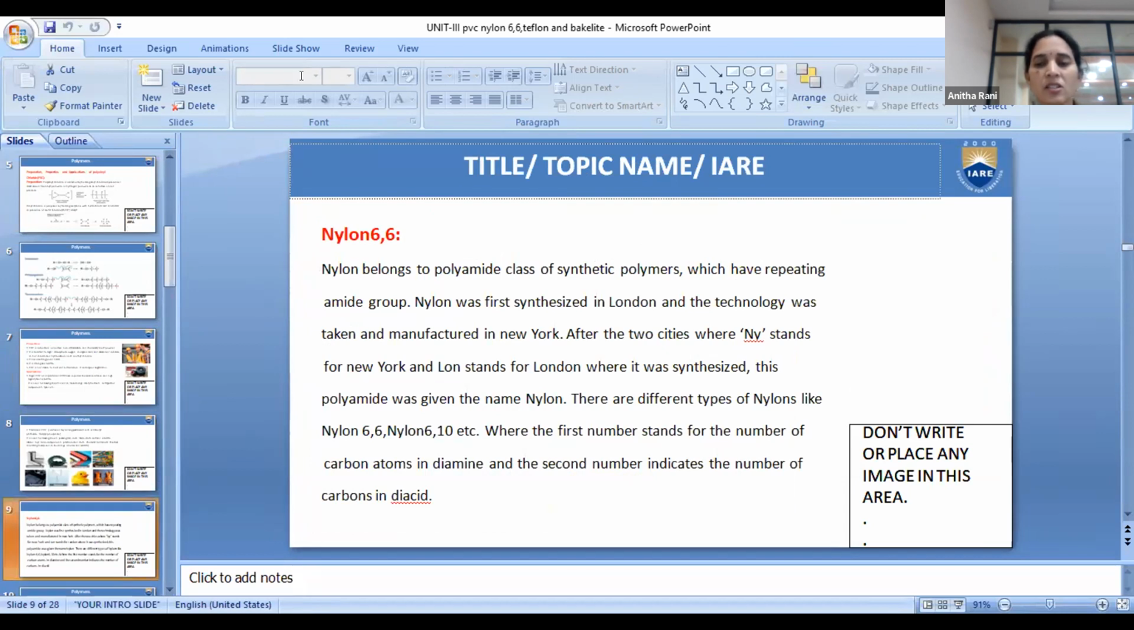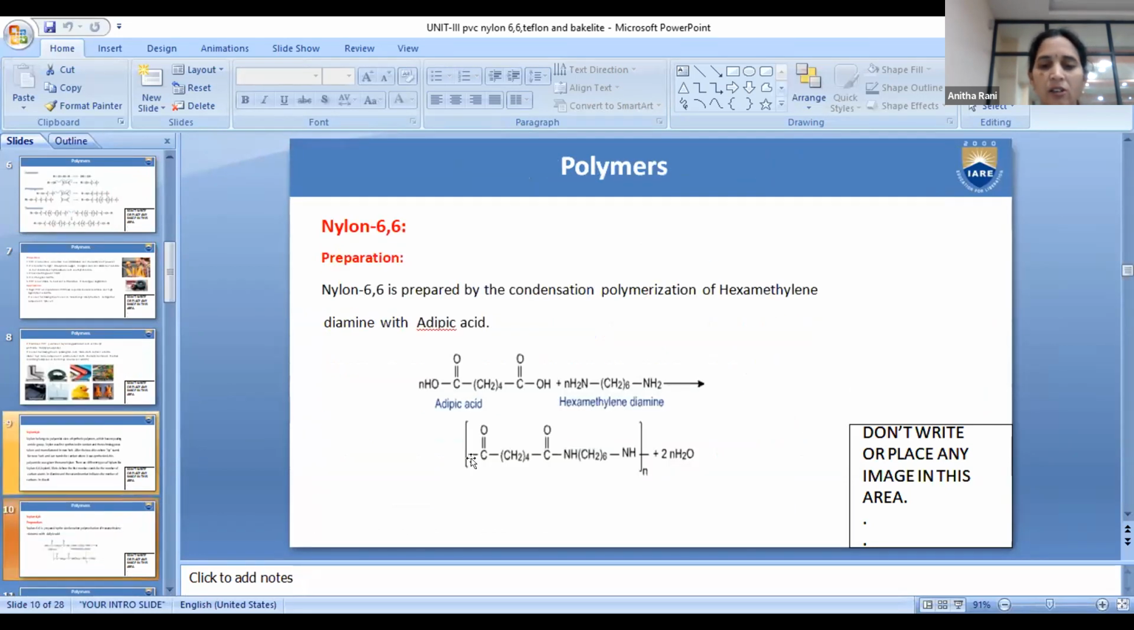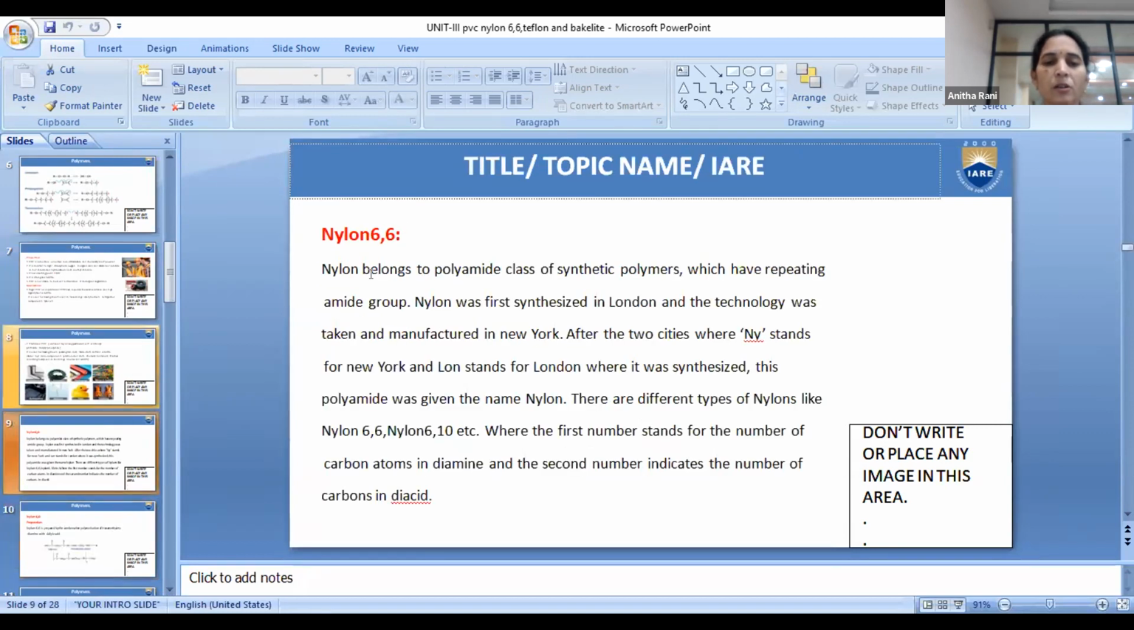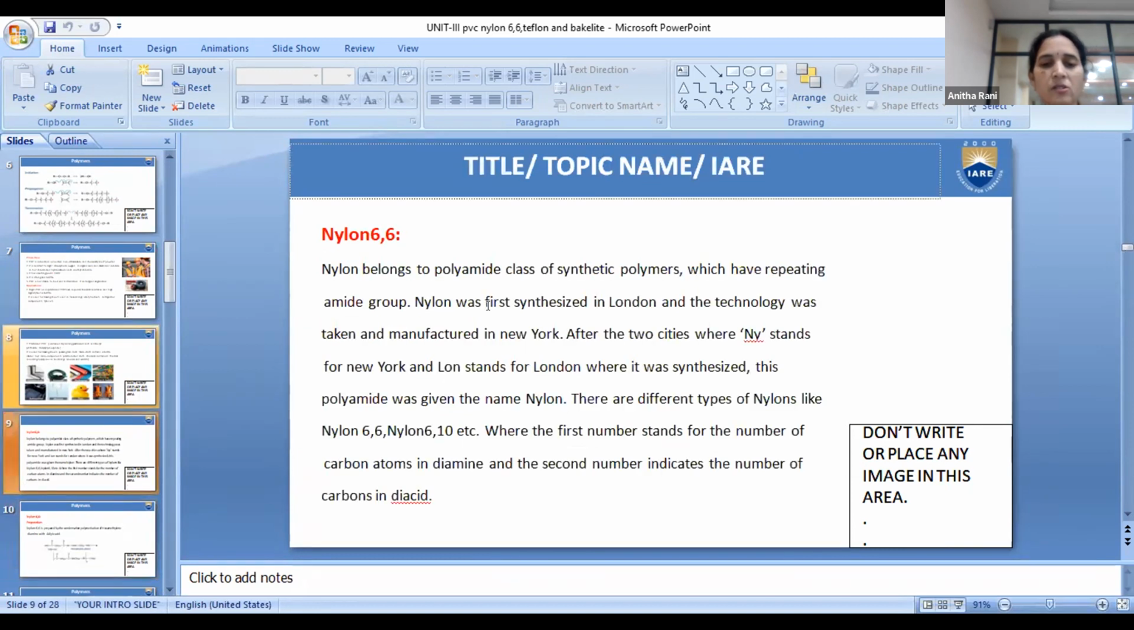Now next, nylon 6,6. Nylon belongs to polyamide. You can observe here in nylon 6,6 the amide bond, CONH. So this is called a polyamide polymer. Nylon belongs to the polyamide class of synthetic polymers which have the repeating amide group, CONH. So the repeating amide group will be there in the polymer, that is nylon 6,6.